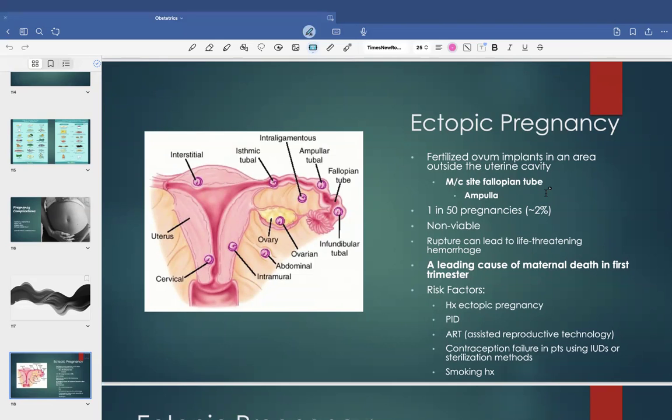For some patients, that little blastocyst just never makes it down to the uterus. It just implants right there in the fallopian tube and starts to develop. This happens in 1 in 50 pregnancies, or about 2% of pregnancies. These are non-viable. You cannot take this and move it into the uterus.